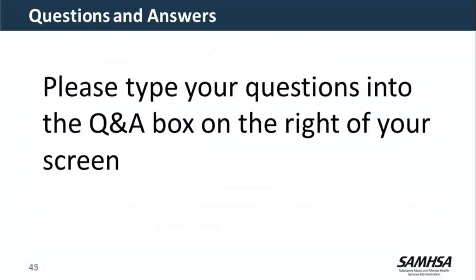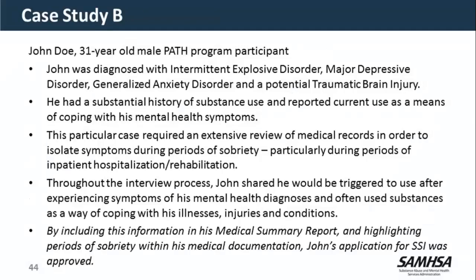Oops, I went ahead a little far. My second case study here is for John Doe. John was a 31-year-old male PATH program participant. John had intermittent explosive disorder, major depressive disorder, generalized anxiety disorder, and a potential traumatic brain injury.